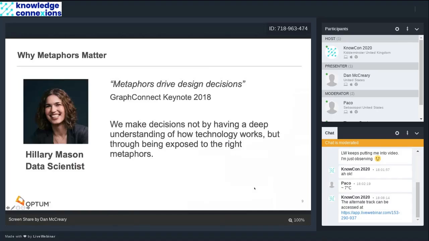Now, one of the things I have to mention is that I'm not the only person doing this. Hilary Mason, one of the most successful data scientists, mentioned in her conference keynote in 2018 that metaphors drive design decisions.